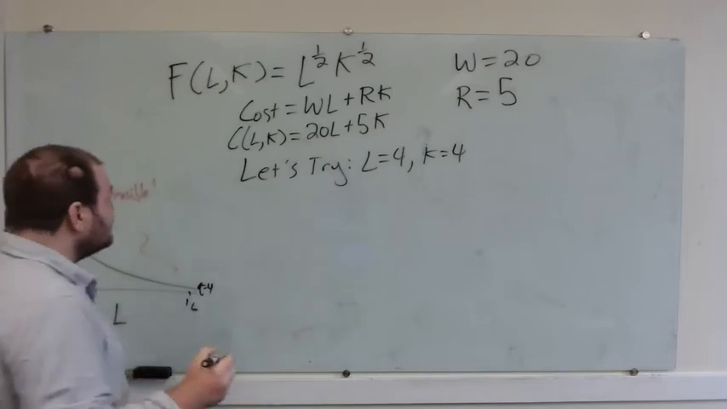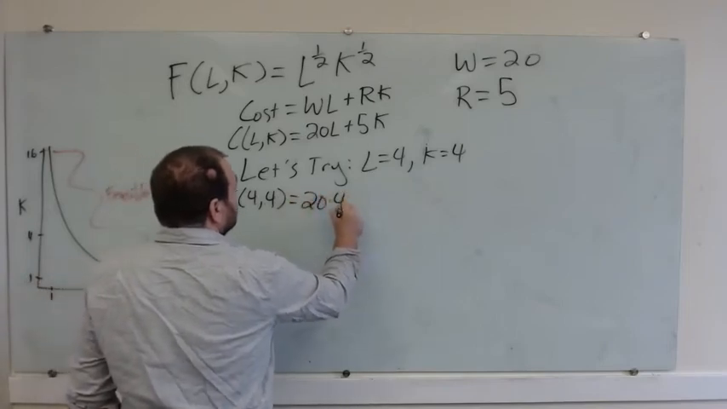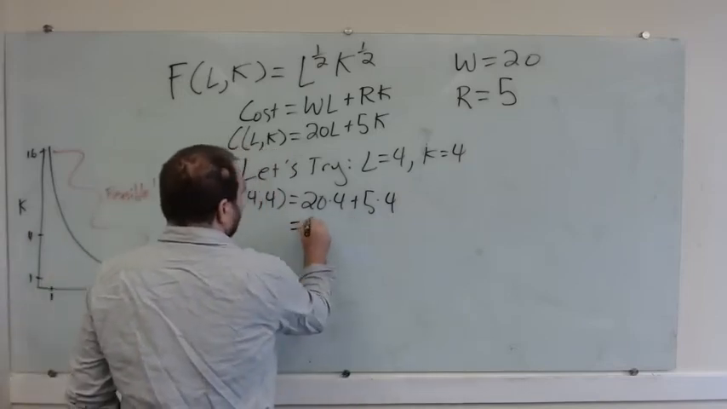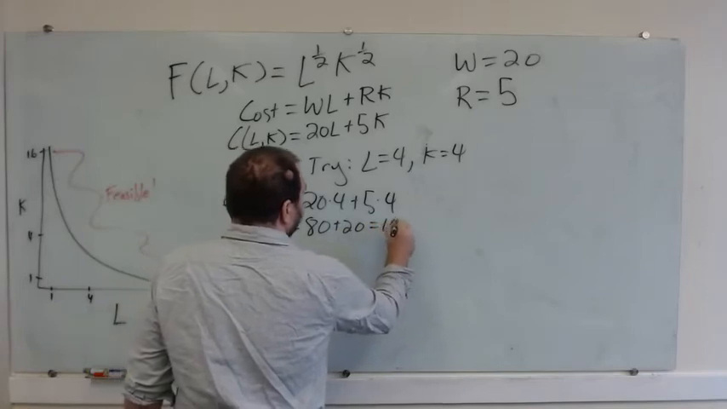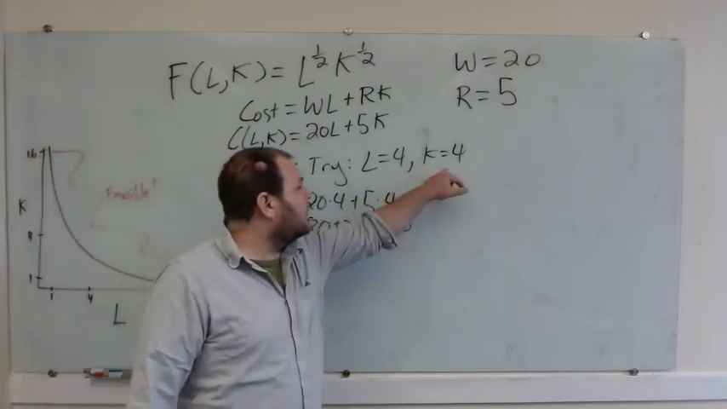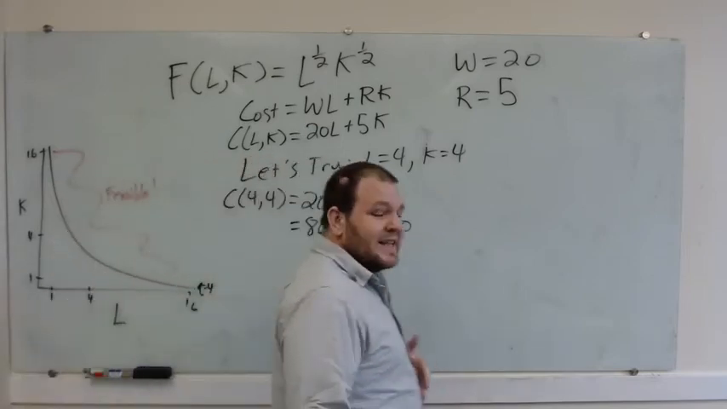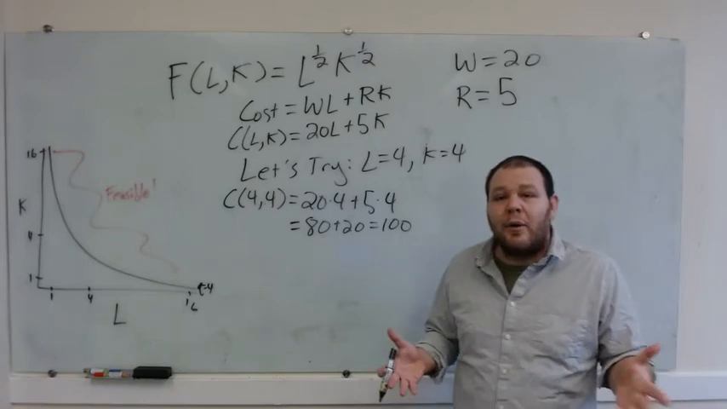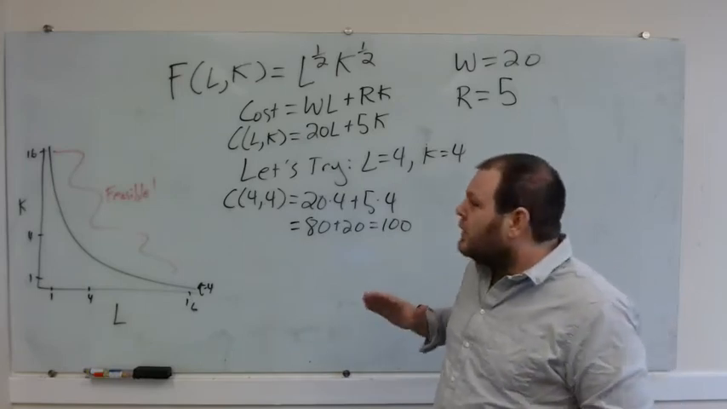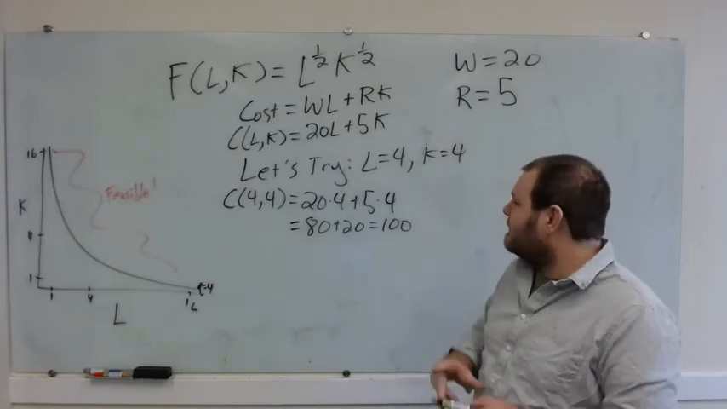Cool. So how much would that cost? C of 4 and 4 would equal 20 times 4 plus 5 times 4, which is 80 plus 20 equals 100. So if we spend $100, we can get to our 4 potatoes by buying 4 workers and 4 machines. Cool. So now we just need to know, is that as cheap as possible? We know how much it costs, but let's think about whether it's our best option. And to do that, I'm going to use this to graph everything that's cheaper and everything that's more expensive than 4 workers and 4 units of capital.